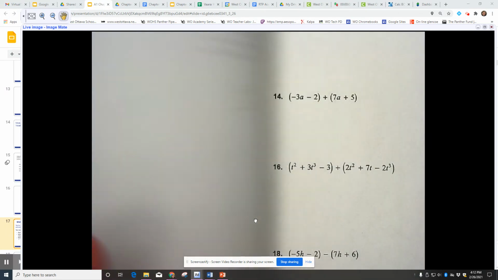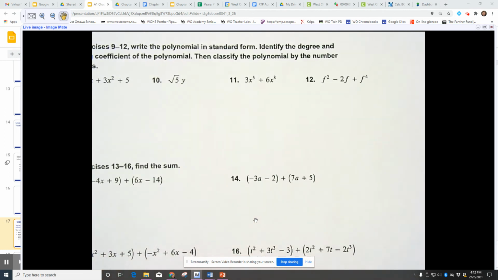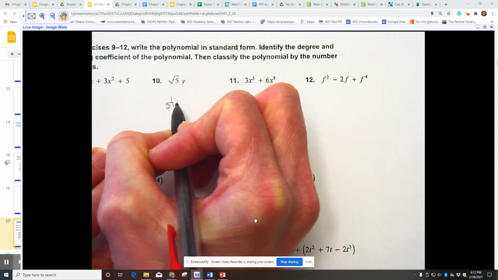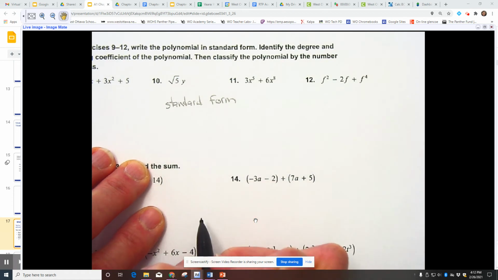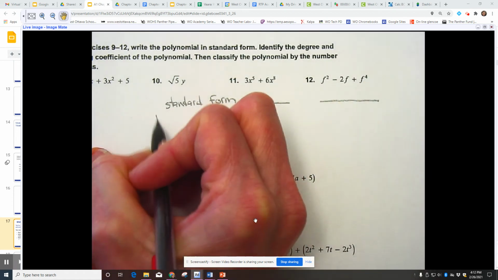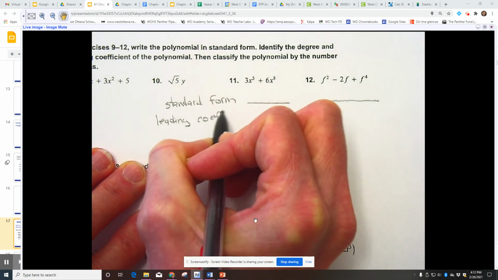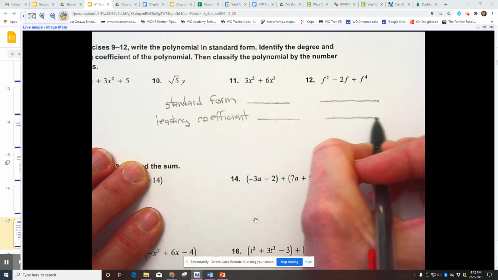Okay, turn the page one more time for me. Now, what we're going to do in these is we're going to do 3 things at once. We're going to do it for 11 and 12. So I want you to write over here, standard form. The first thing we're going to do is put these in standard form, and we're going to do it for 11 and 12. And then I want you to write leading coefficient. We're going to do that for 11 and 12.